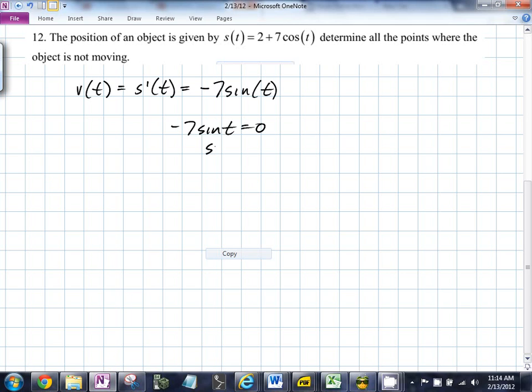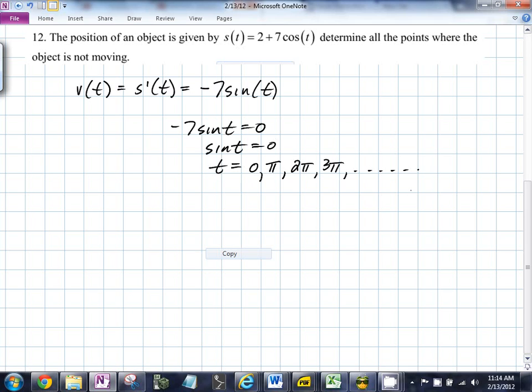So that's when sine of t is equal to 0. So that's when t is equal to what? Sine is 0 when it's equal to what? 0, pi, 2 pi, 3 pi, it goes on forever. So what are the points?